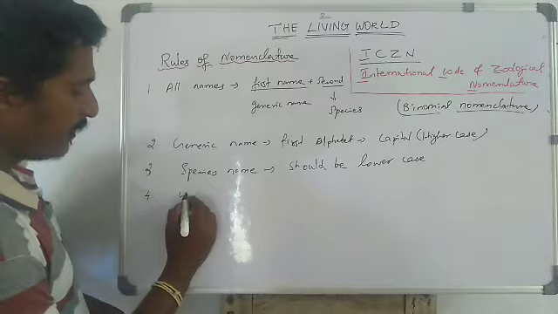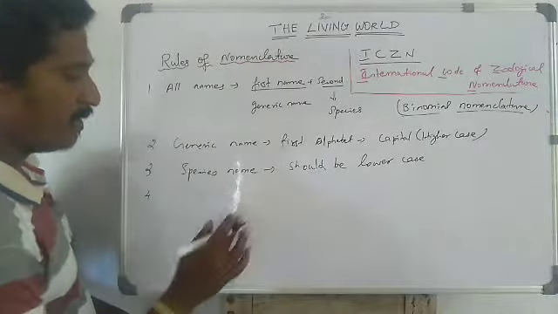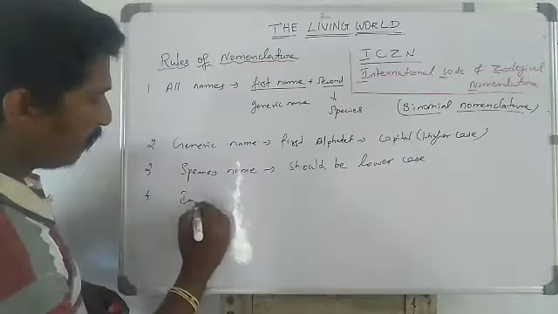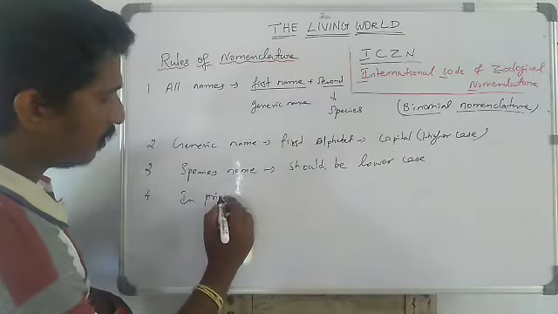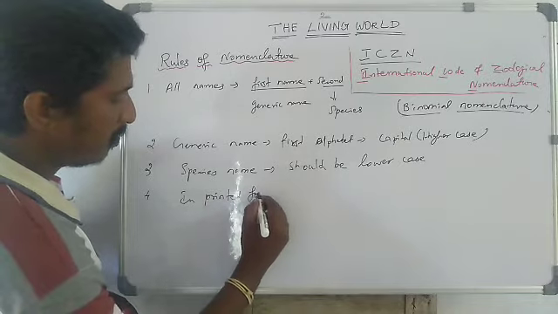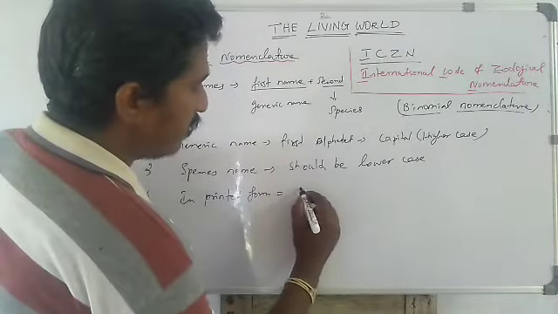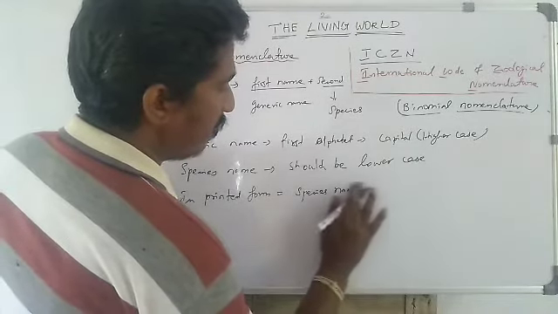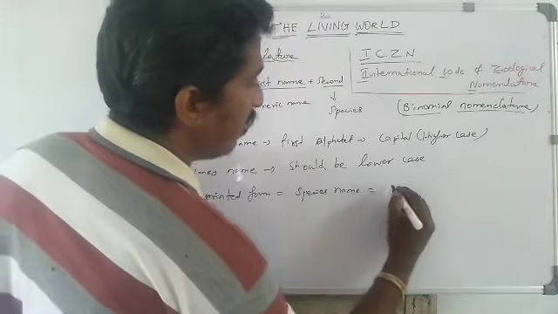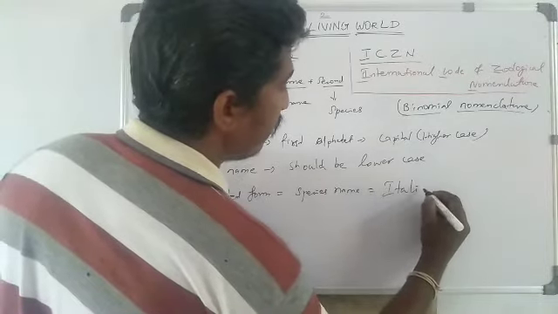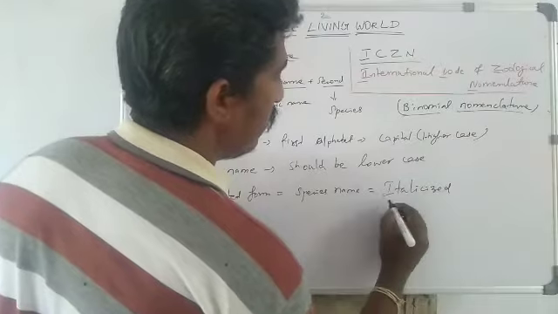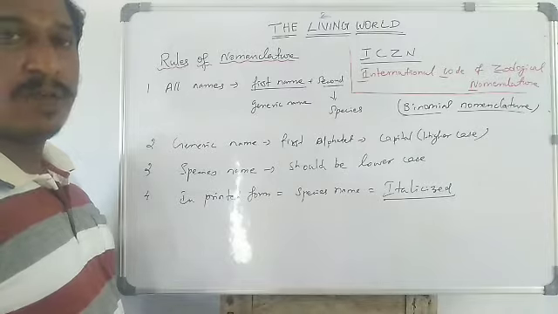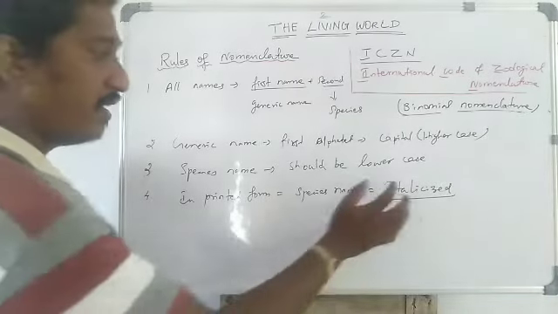When we are writing a species name in printed form, that is, the name of an organism, it should be italicized. In printed form, any scientific name of a species should be italicized.